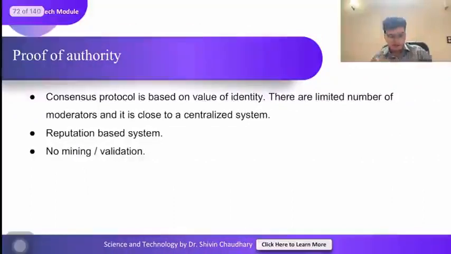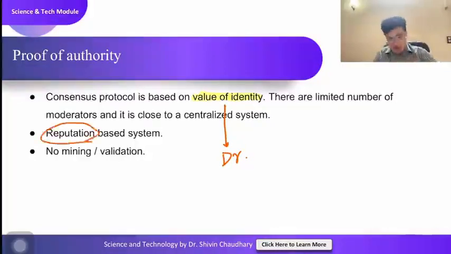The third way is proof of authority. Now proof of authority is on the basis of identity. You don't put stake, you don't put work. What you say is, my name is Dr. Shivan Chaudhary, I have been in this organization for this long, this is my identity, I work here, I have this reputation, and I am validating this block. So you give up your anonymity, or your identity. Your identity is the value that creates trust in proof of authority.